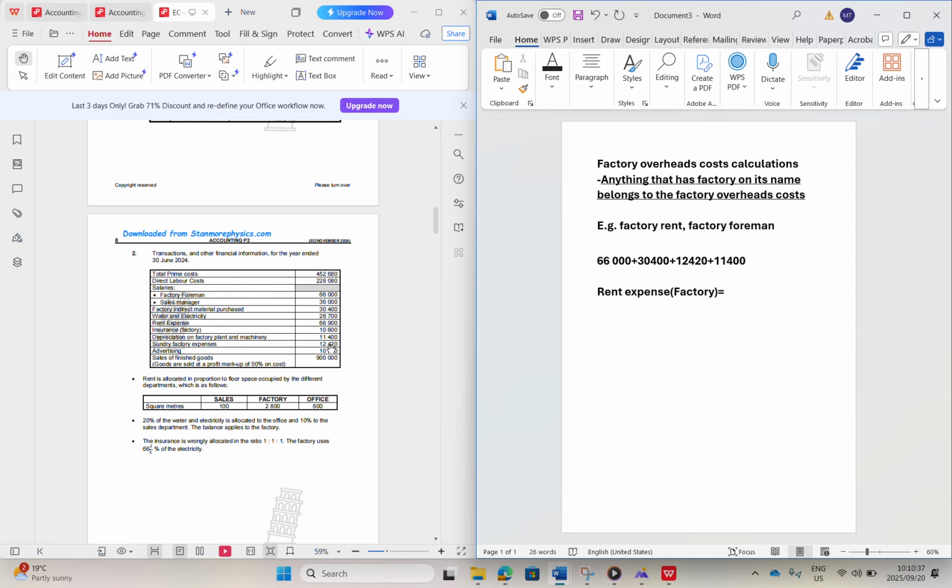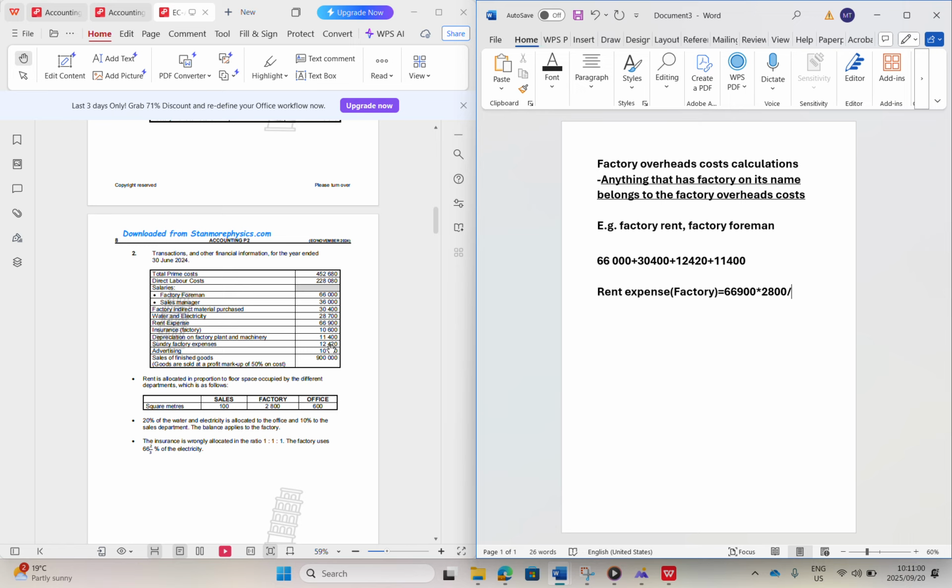So our total rent is 66,900. Then we have to multiply by the factory. What's the factory square meters? It's 2.8. Then divide by the total. By total, I mean you add 2.8 plus 600 plus 100, you'll get 3.5.